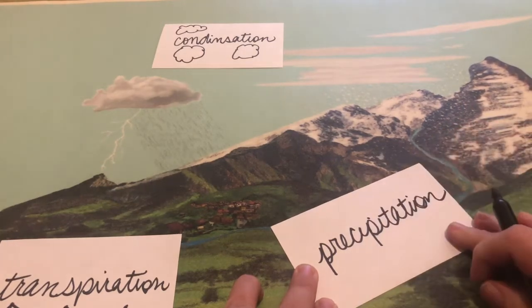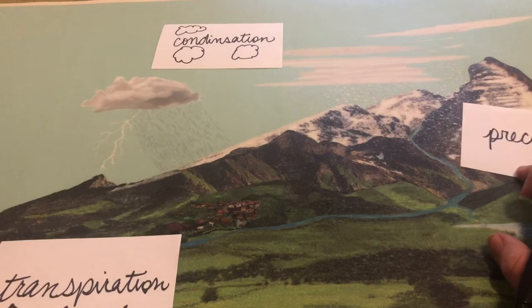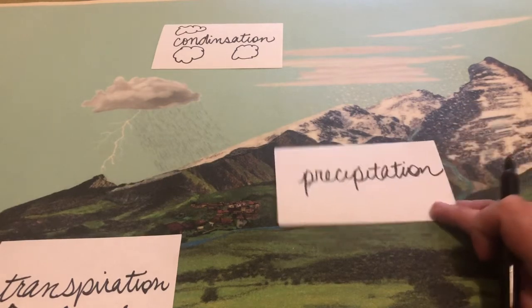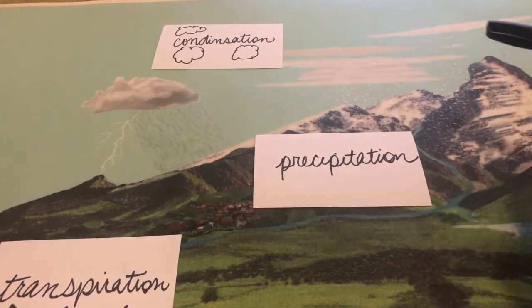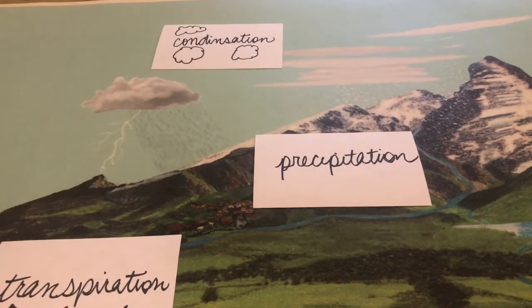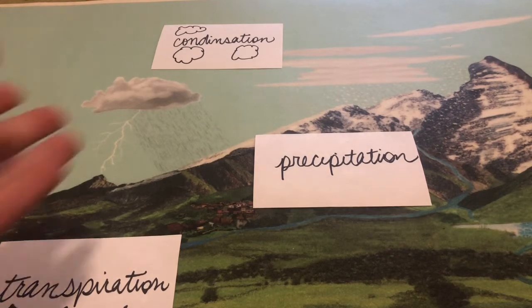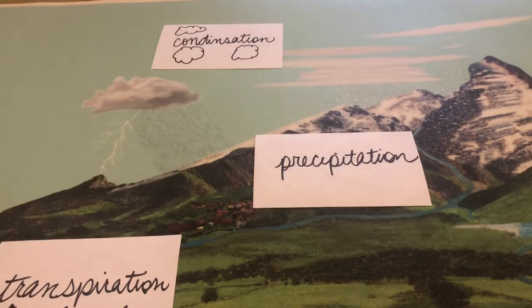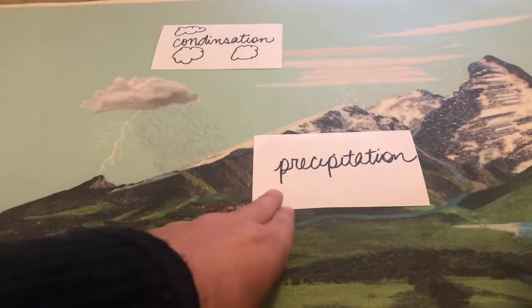Precipitation can come in many forms. On our chart, you can see snow over the mountains and rain here. Can you think of other forms of precipitation? So when our clouds are fully saturated, that water is now cycling back down through precipitation. Let's draw some down arrows.